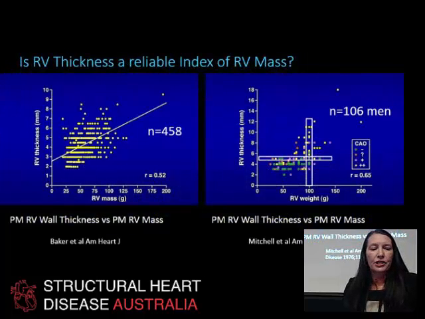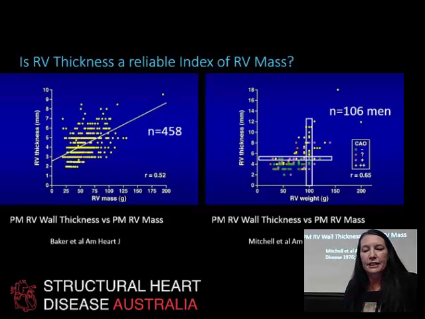What about in patients who have the RV wall thickness measured at post-mortem? The slide on your left shows that the RV wall thickness, measured in millimetres of the free wall, again correlates very poorly with the post-mortem RV mass. It's a bit more like a shrapnel rather than a straight line.